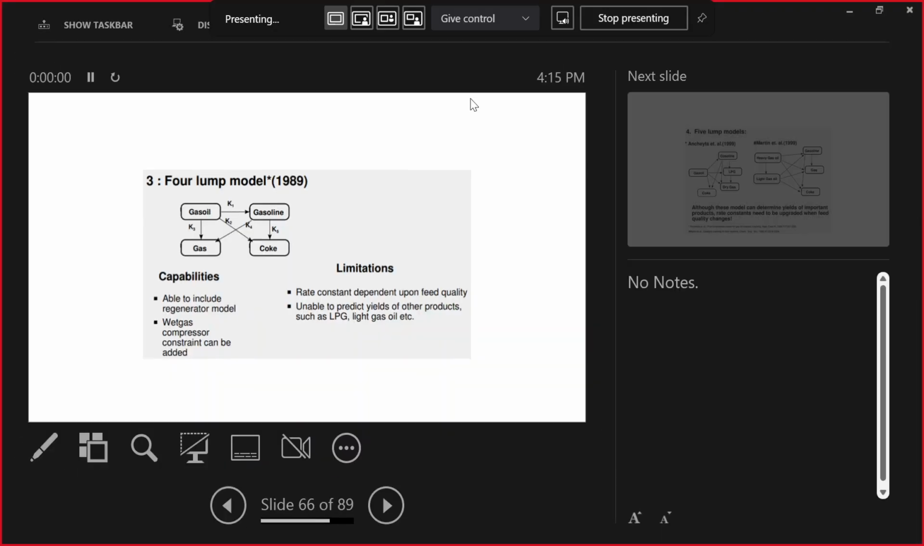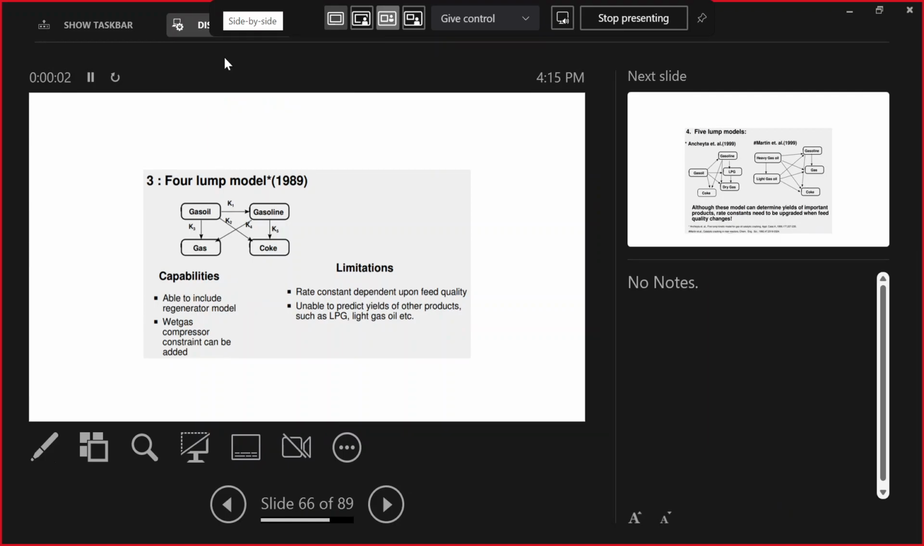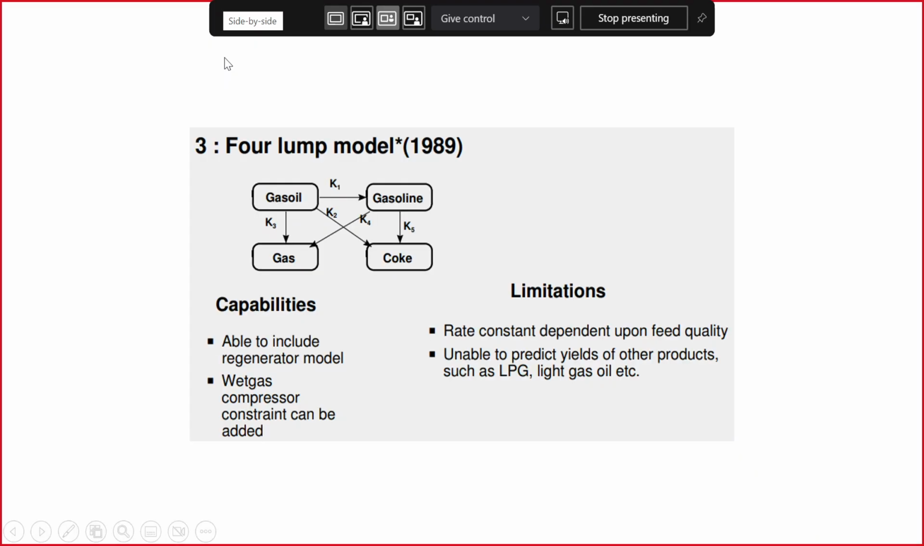Basically, how much? What time is it now?